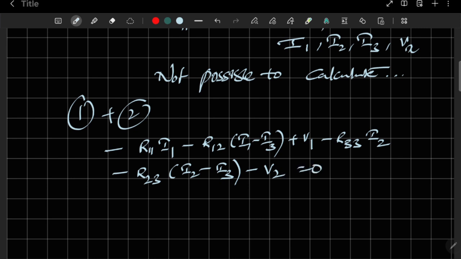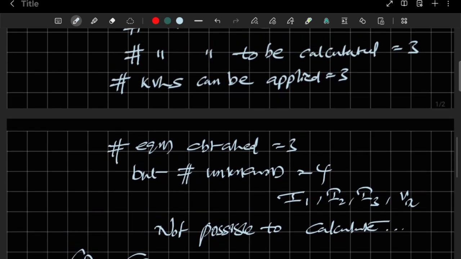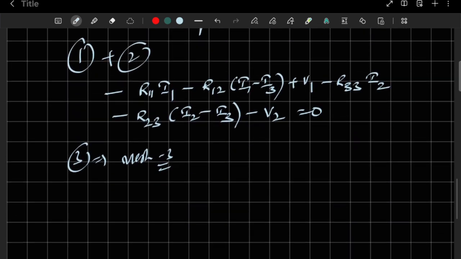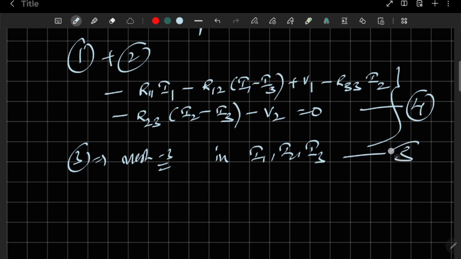So by adding these mesh 1 and mesh 2 KVL equations, we got this equation. Now you got the equation in terms of V1 and V2 only. Vx has been eliminated, and we have the third equation, that is the mesh 3 KVL equation. Okay, so that will be in terms of I1, I2, I3 only. So finally we have, this is the fourth equation and this is the third equation.